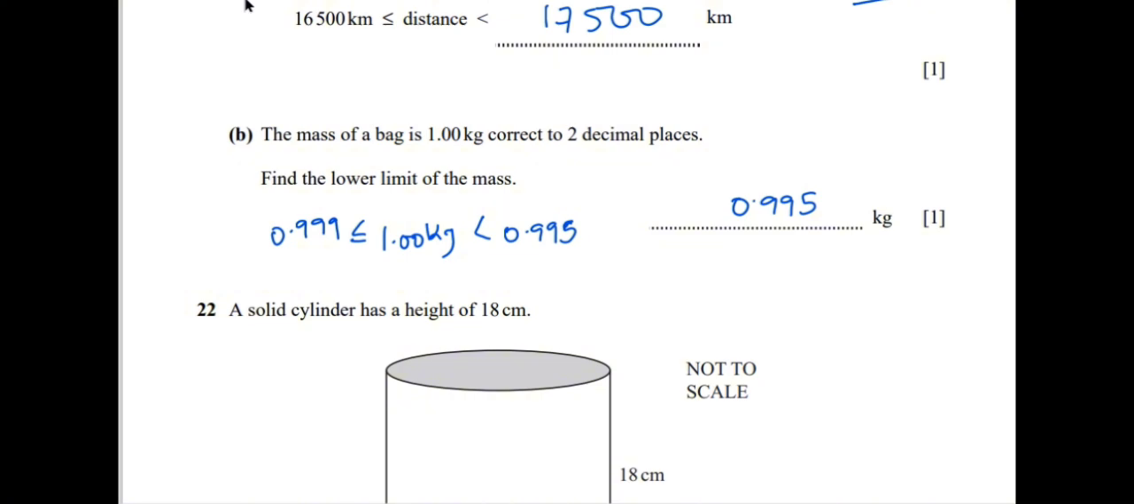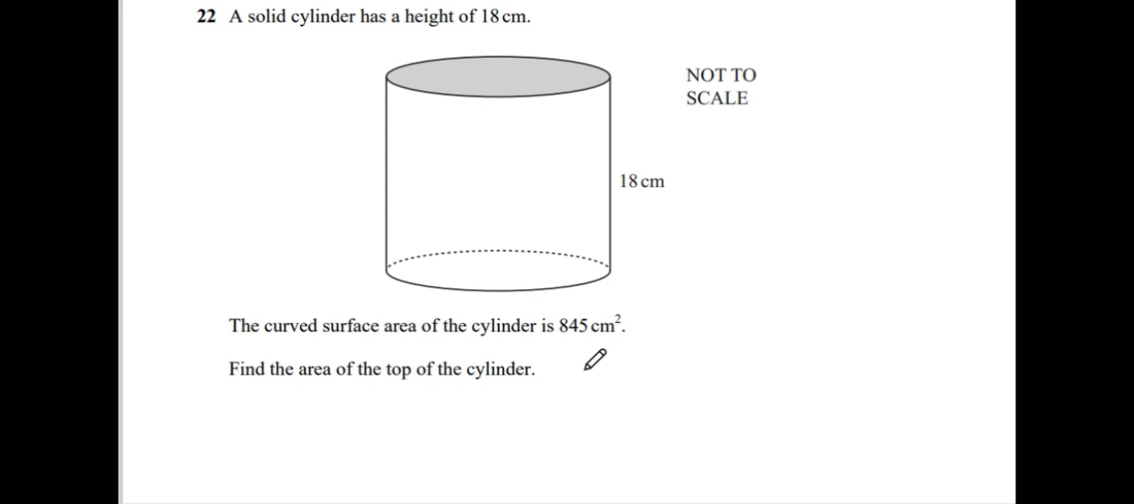Okay, moving on, we have a cylinder. They say the solid cylinder. For them to say solid cylinder, it simply means that the top surface and the base are all closed. If they are all closed, that means we can measure the area of whatever we can use to close that off. So they ask us to do this.